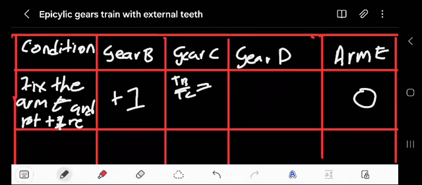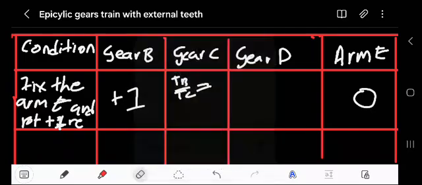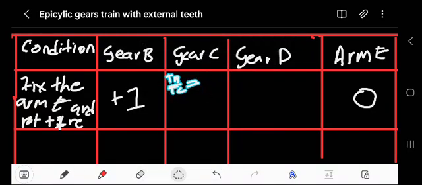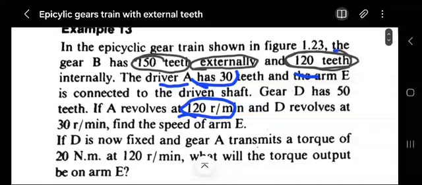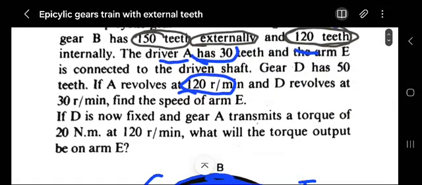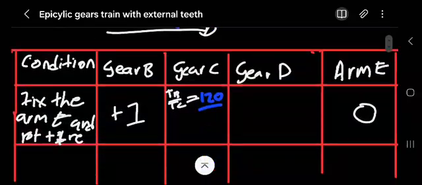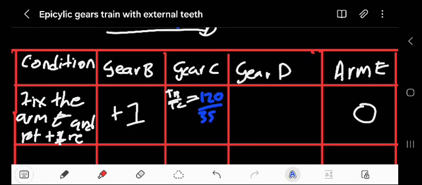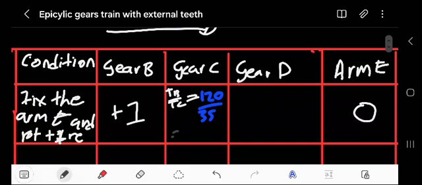Which is 120 divided by what? 120 divided by the gear of C. Where is C? C, we have calculated it here, 35. So over 35. So this will be equals to what? It will be 3.429. Right.